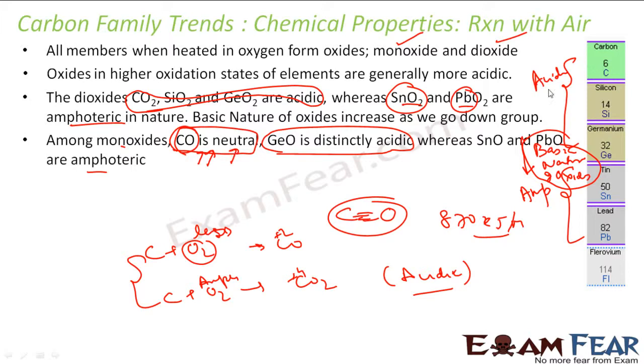Other monoxides also have to be basic, because going down the group, the basic nature increases. So this guy is acidic, these guys are basic, amphoteric. Going down, the basic nature increases, but the exception is carbon monoxide. It can be asked in exams why carbon monoxide is neutral while other monoxides are basic. This is because the carbon monoxide bond is very strong, almost 870 kilojoule per mole, and it's very difficult to break this bond.